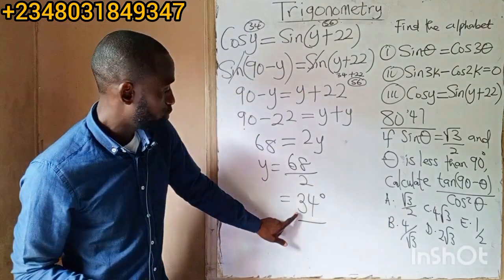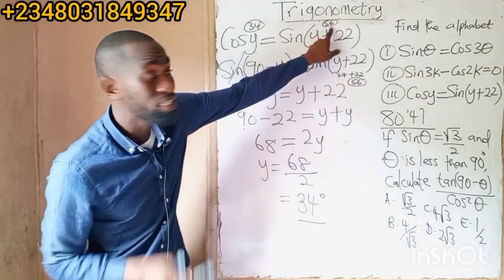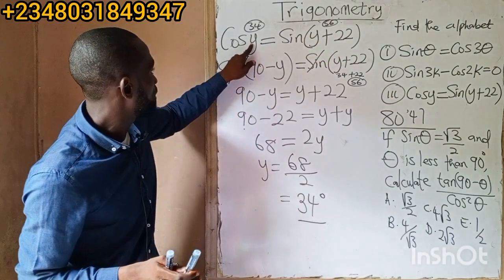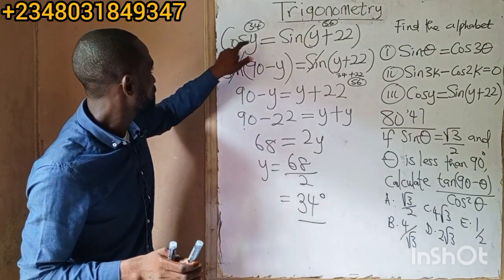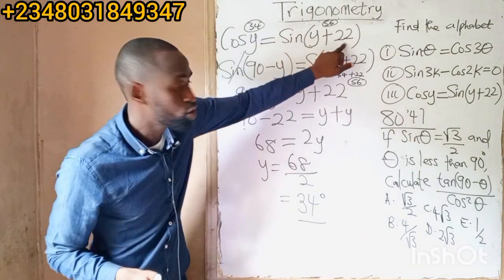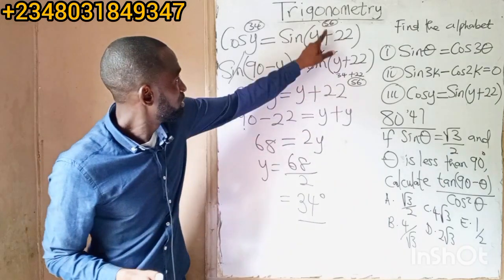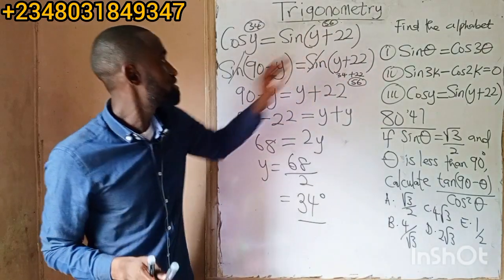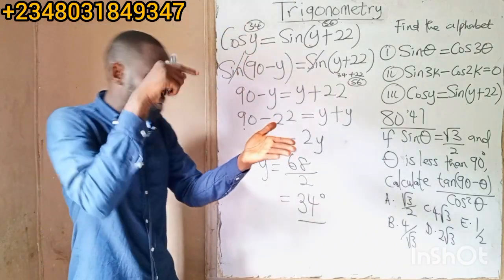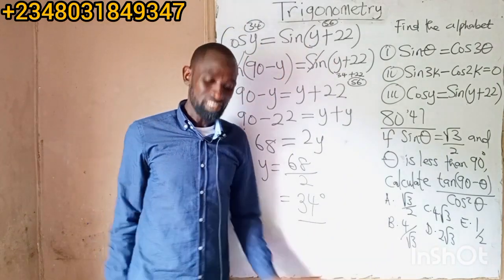Put the value you got back into the equation. What is y? y is 34. If I put 34 here, when you press cos 34, you must have sin 56, because this one is y plus 22. Now y is 34, and 34 plus 22 will give us 56. So when you punch cos 34, you must have sin 56, the same value.